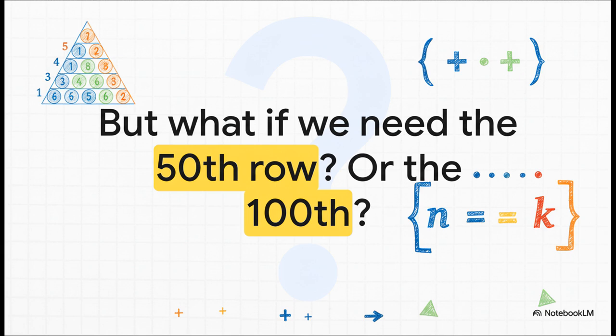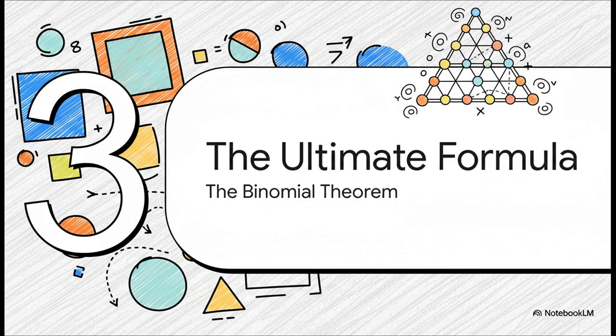We need a way to jump straight to the row we need. And that brings us to the main event, a formula that can calculate the coefficients for any power, no matter how ridiculously big, without needing any of the rows before it. This, my friends, is the binomial theorem.